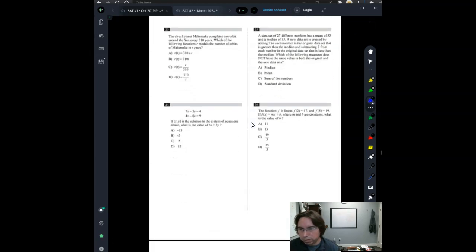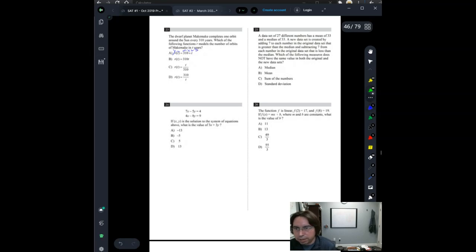23, looks like we're interpreting some sort of linear equation here. So it says dwarf planet Make-make. Well, we see these are also in slope-intercept form. If you kind of look a little bit, it's not every single one of them, but y equals some form of mx plus b. Some of them have a constant, some of them don't. But that's what's kind of going on here.